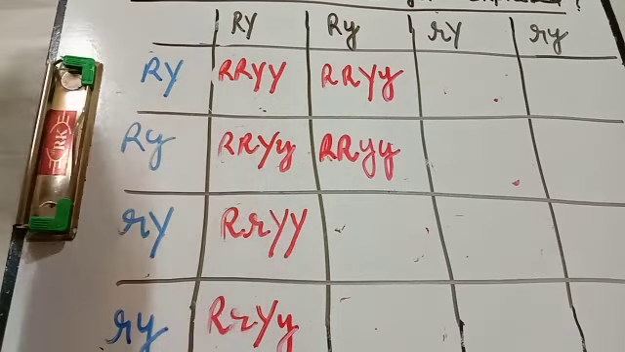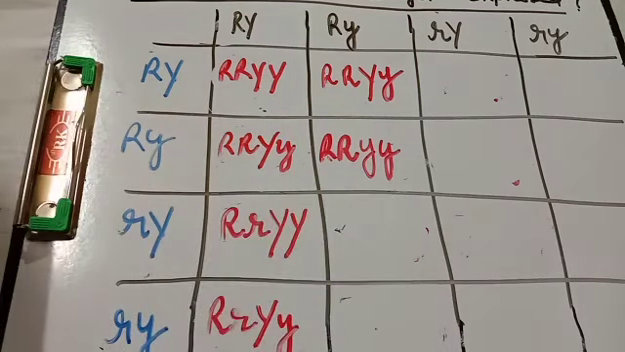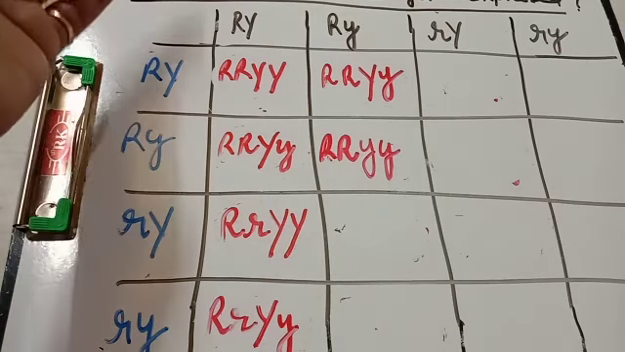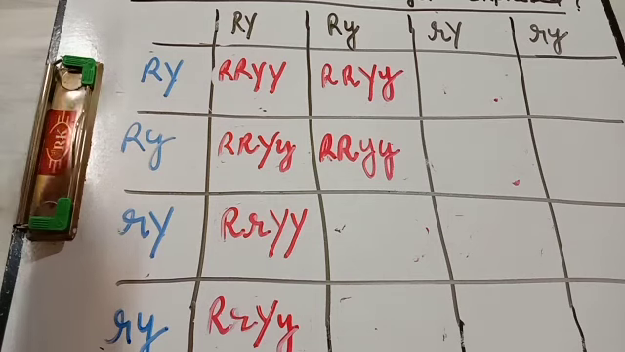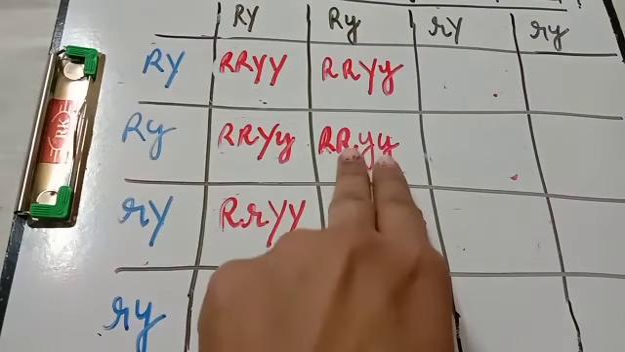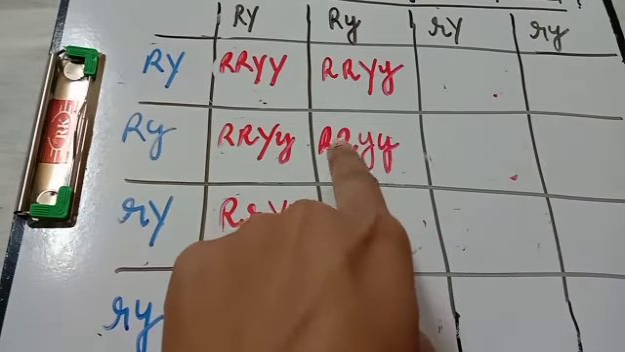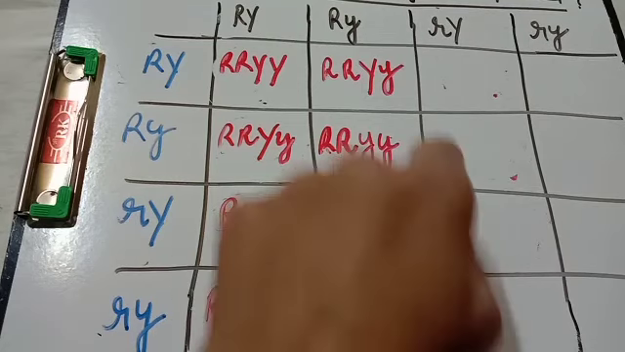They don't depend on each other. If from here the round trait is flowing, that doesn't mean the other side also the round trait, or a dominant trait, will be flowing. The recessive trait also goes. So they both are independent of each other. So here what result will I be getting? Here I will be getting round and green.